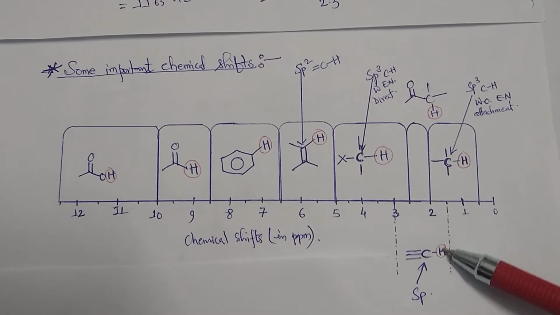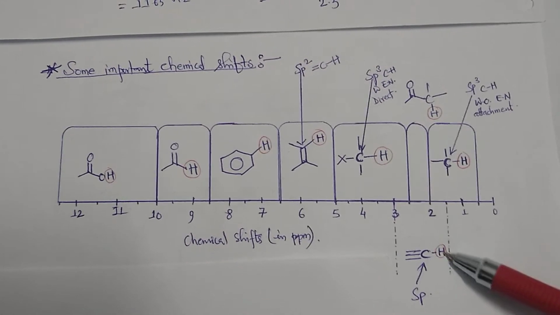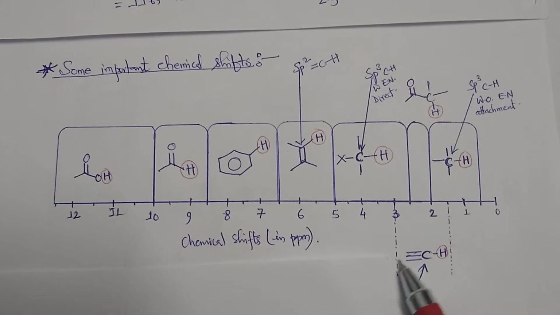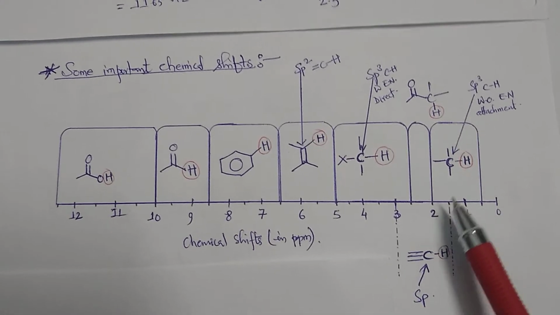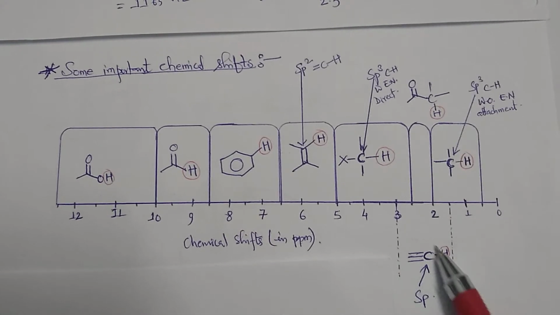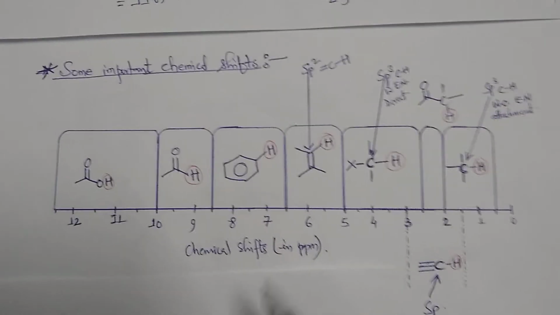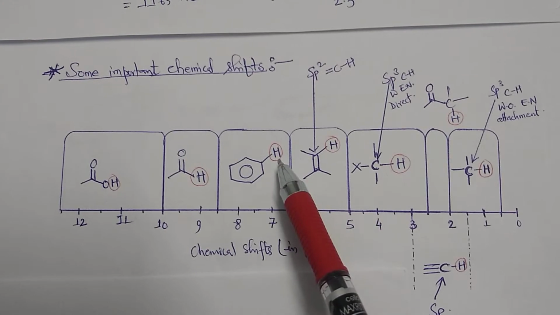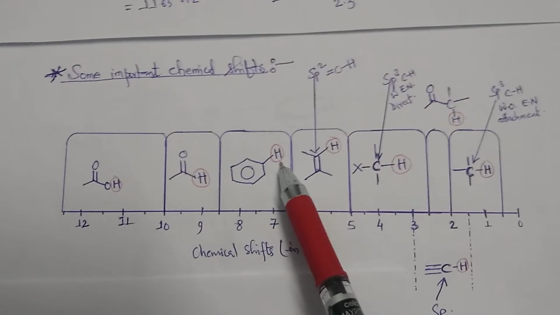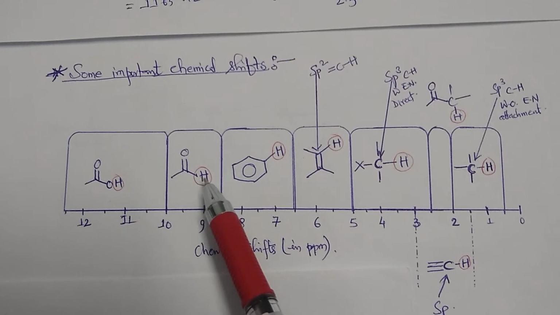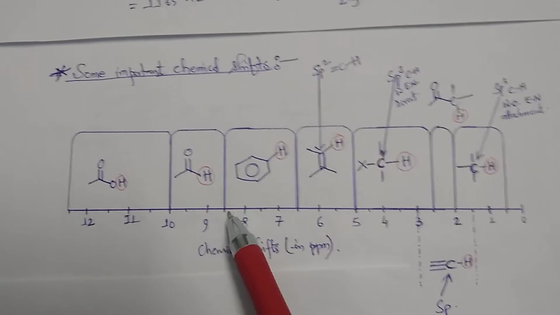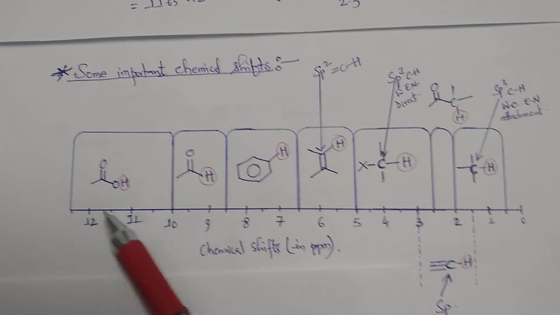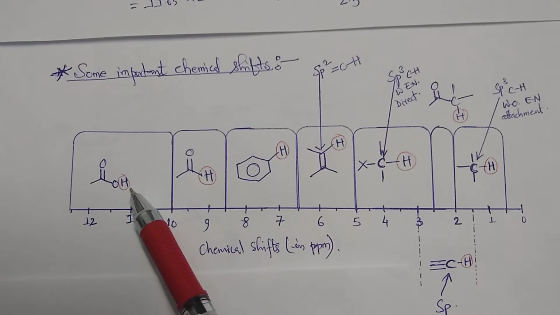So this concept for this proton which is attached to the carbon with triple bond and sp hybridized, which ranges from 1.5 to 3, is explained by the anisotropic effect later on. Here also from 6.5 to 8.5, it is that aromatic proton. This will also be explained by the anisotropic effect. Here in the case of the aldehydic proton, it will be around 8.5 to 10, and in the case of 10 to 12.5, it is the carboxylic proton.